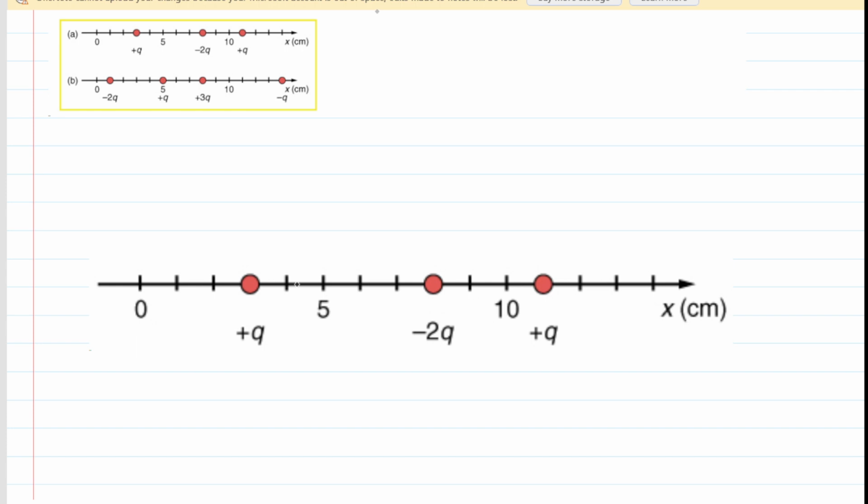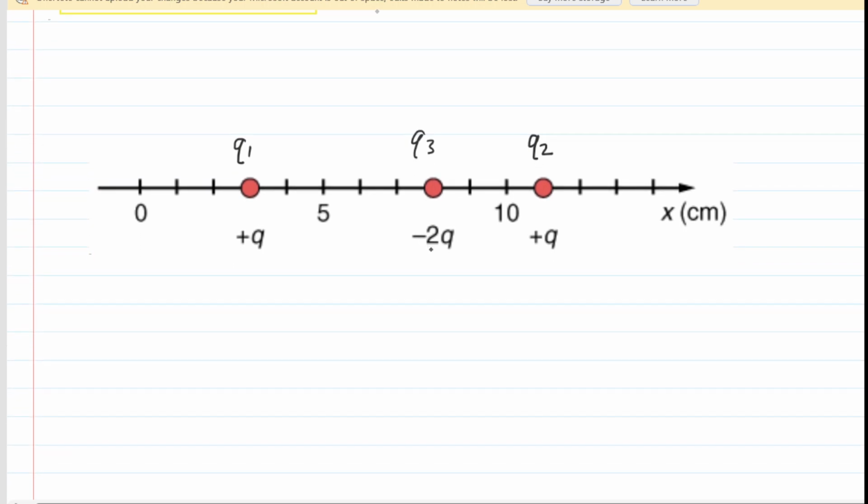So when you have a problem like this, make sure that you label each of your charges. For example, we can call the charge on the left side Q1, the charge on the right side could be Q2, and then the charge in the middle could be Q3. Next, what we want to do is draw the electrostatic forces that are acting on charge 3. We only need to draw the forces acting on charge 3 because that's what the question is asking us to do, to figure out the net force on that particular charge.